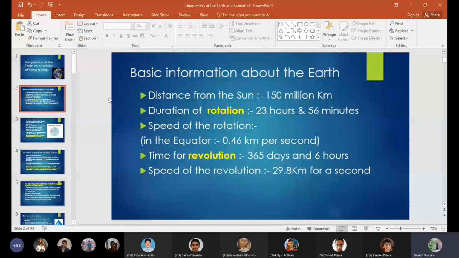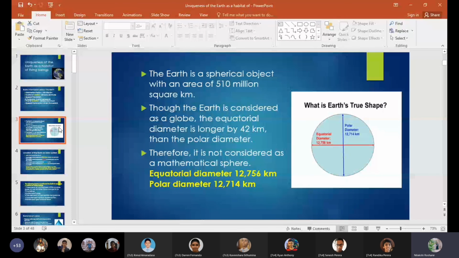The Earth is a spherical object with an area of 510 million square kilometers. Though the Earth is considered a globe, the equatorial diameter is longer by 42 kilometers than the polar diameter. Therefore, it is not considered a mathematical sphere. The equatorial diameter is 12,756 kilometers and the polar diameter is 12,740 kilometers.